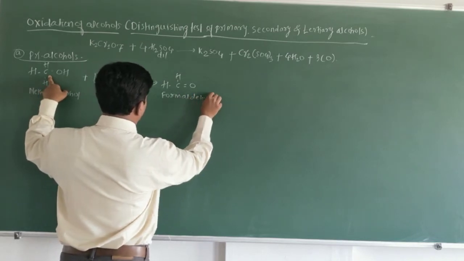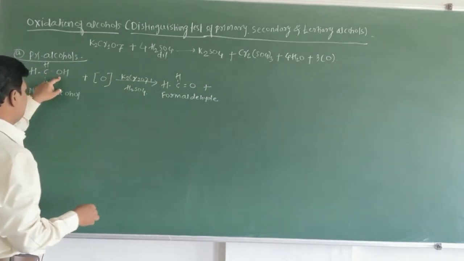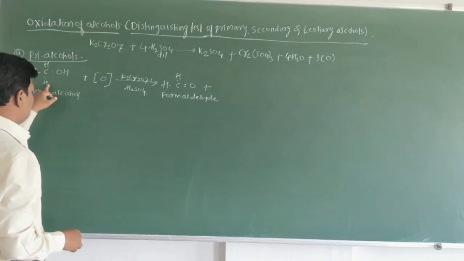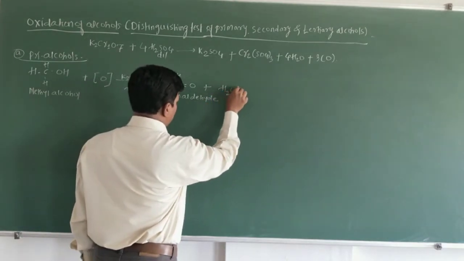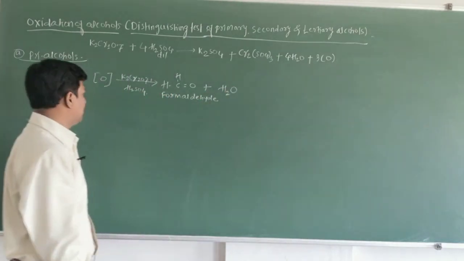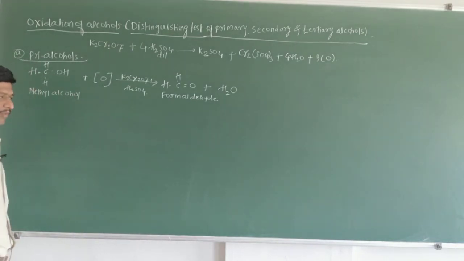Now in this reaction, the hydrogen atom and the oxygen atom combine to form a water molecule. So this is the oxidation of methyl alcohol to form formaldehyde. Now this should be the first step here.